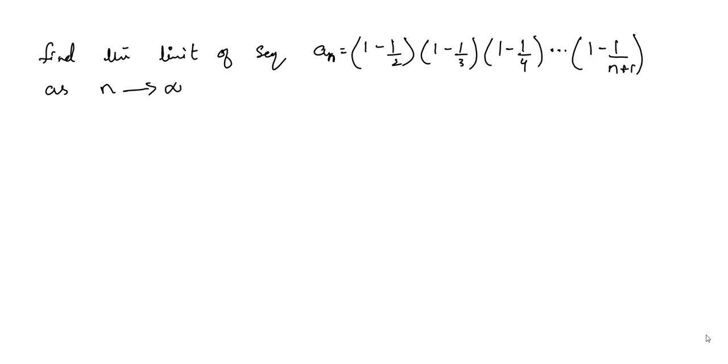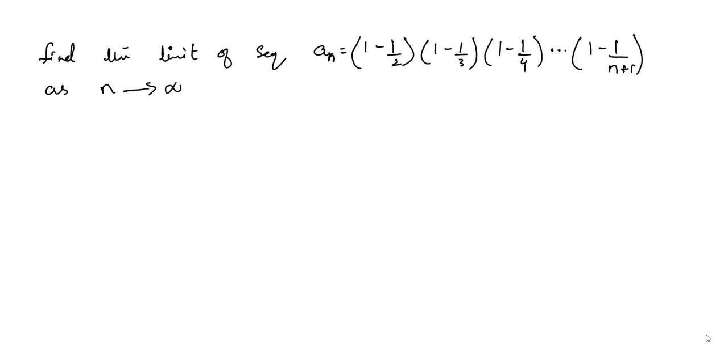Find the limit of a sequence a_n equals (1 minus 1 over 2) times (1 minus 1 over 3) times (1 minus 1 over 4) till (1 minus 1 over n plus 1) as n tends to infinity. So we have this quite nice looking sequence. It also has a very interesting name, which is the telescopic sequence, and we will discover why it is called the telescopic sequence and what will be its limit when n approaches infinity in no time.